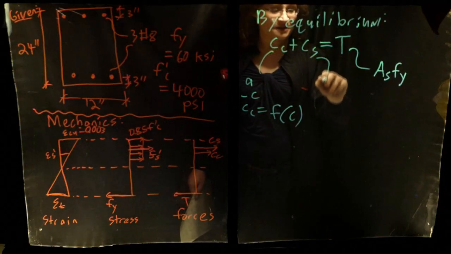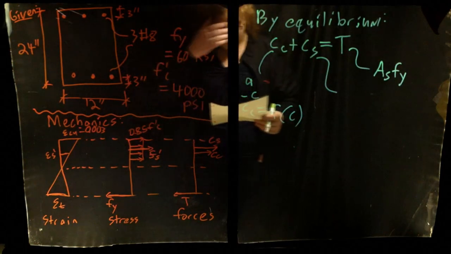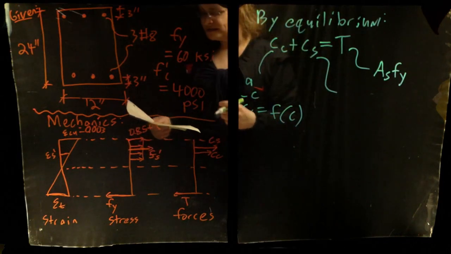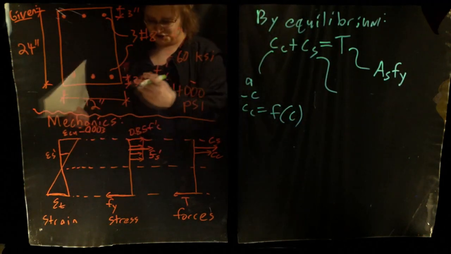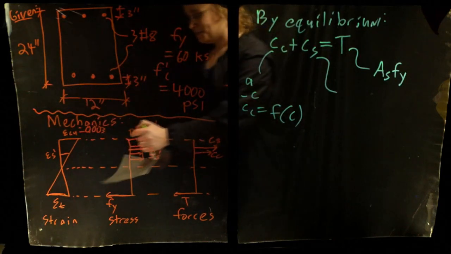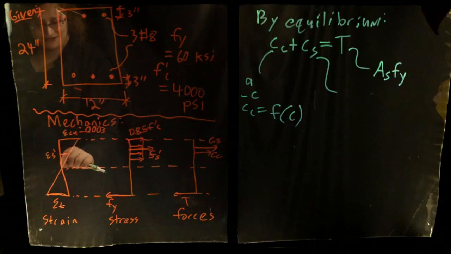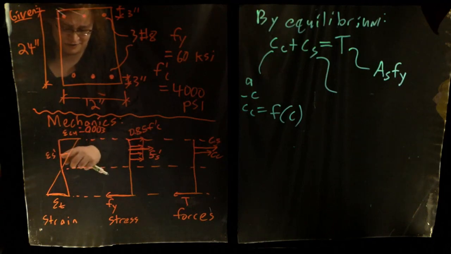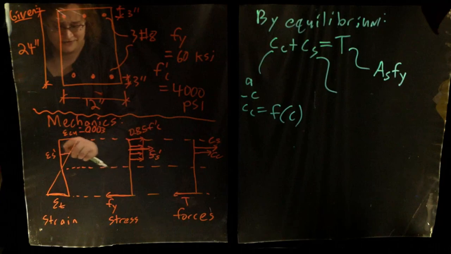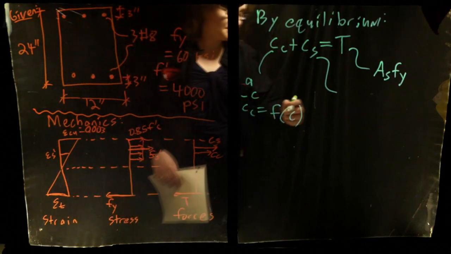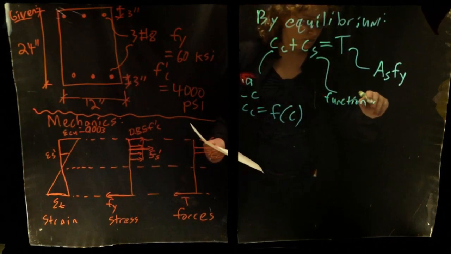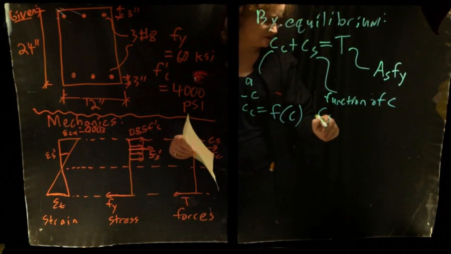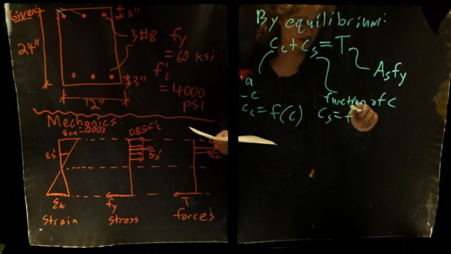Now let's look at the force in our compression steel. That is also, unfortunately, a function of our strain diagram, and in turn, our neutral axis depth. In other words, imagine taking this diagram and moving it up. In that case, the only way that triangle can remain constant is if the value of epsilon s prime changes. So this must also be a function of neutral axis depth. Or I could say, using mathematical terms, that C sub s is a function of c.